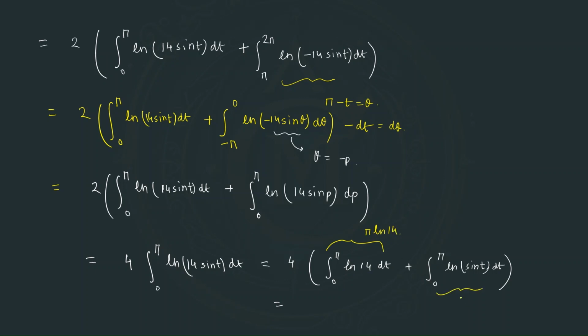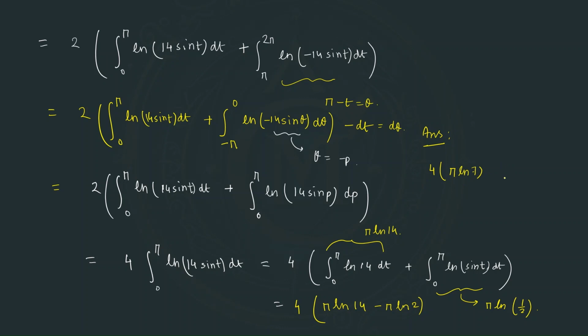Now the second integral is a very standard integral. You have to keep in mind this value. It is equal to pi log half. So it will become 4 times pi log 14 minus pi log 2. So our answer will become 4 times. Now pi log 14 we can write as pi log 2 plus pi log 7, and there is a negative pi log 2 here, so they will get cancelled. So we will be left with 4 times pi of log 7.